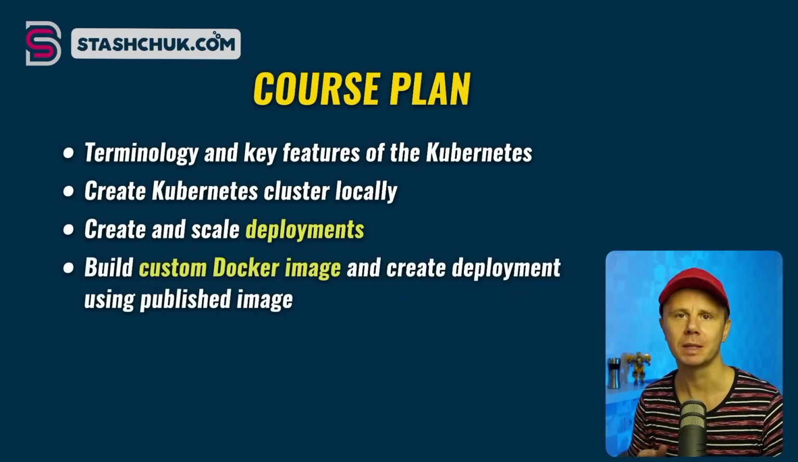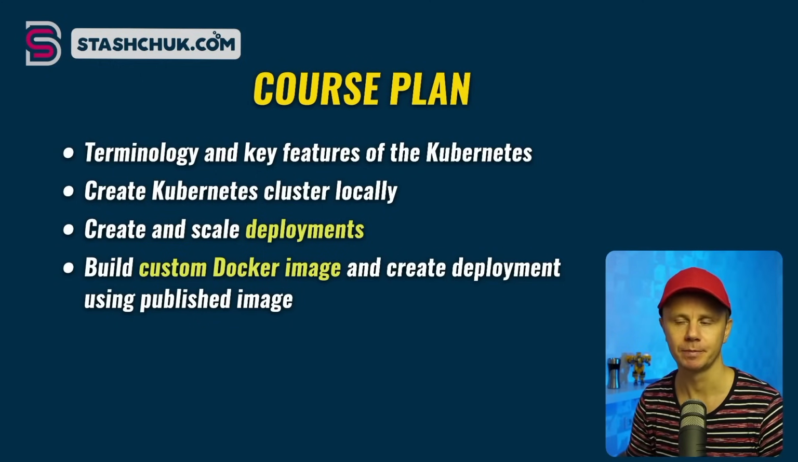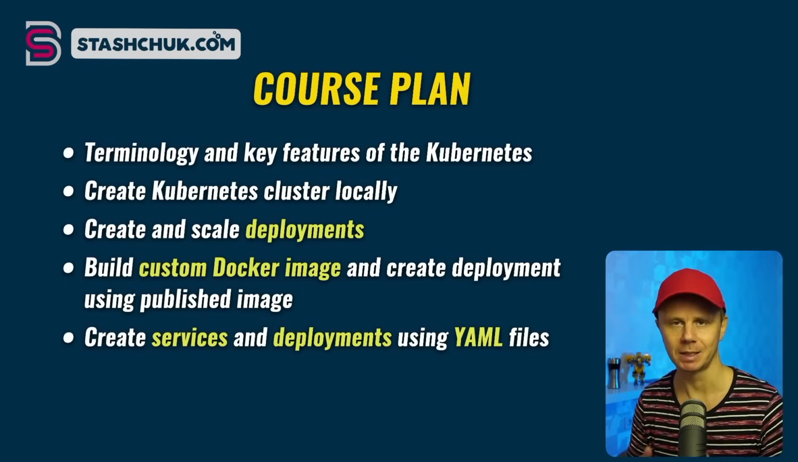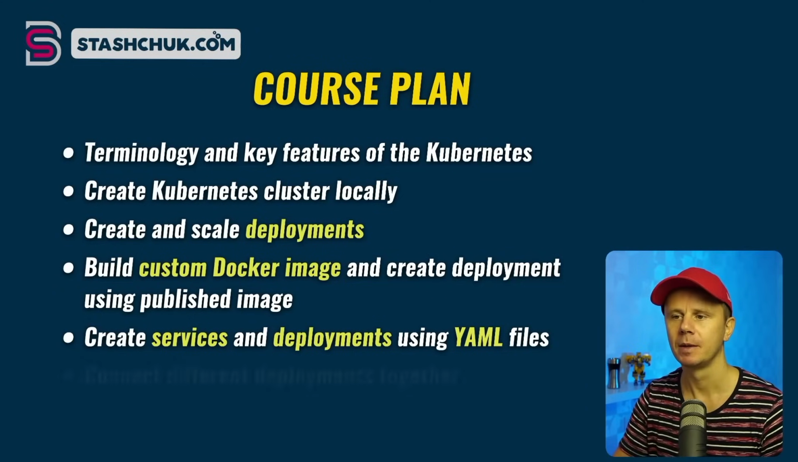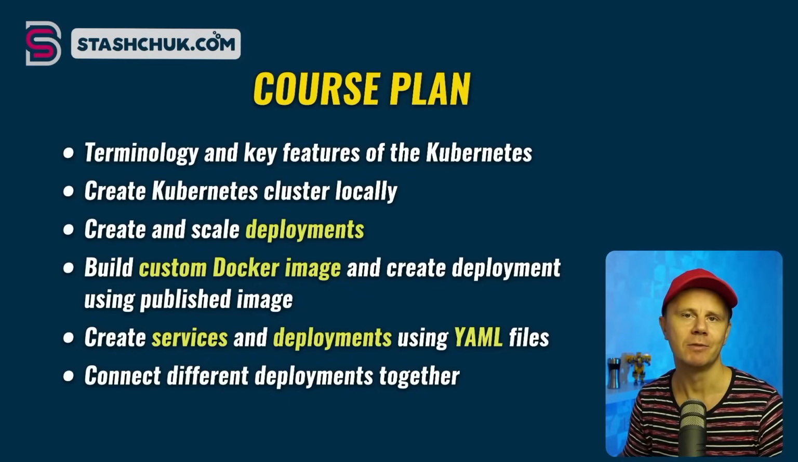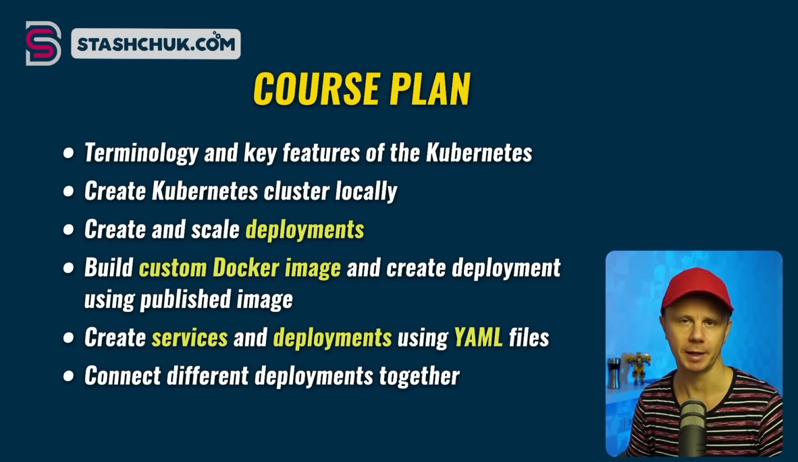Also, we will build a custom Docker image, push it to Docker Hub, and afterwards create a Kubernetes deployment based on this custom-built Docker image. Other than that, we will also create services and deployments in Kubernetes using YAML configuration files. Also, we will connect different deployments together, because it's a very common situation when you have to connect different applications together over their network. And Kubernetes allows, of course, to do that.